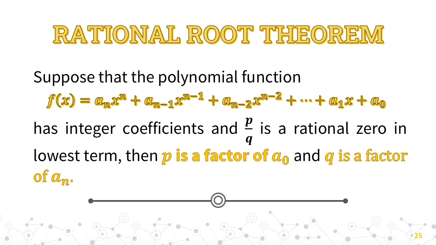The rational root theorem states that suppose that the polynomial function f(x) = a_n x^n + a_(n-1) x^(n-1) + a_(n-2) x^(n-2) + ... + a_0 has integer coefficients and p/q is a rational zero in lowest terms, then p is a factor of a_0, the constant term, and q is a factor of a_n, the leading coefficient.